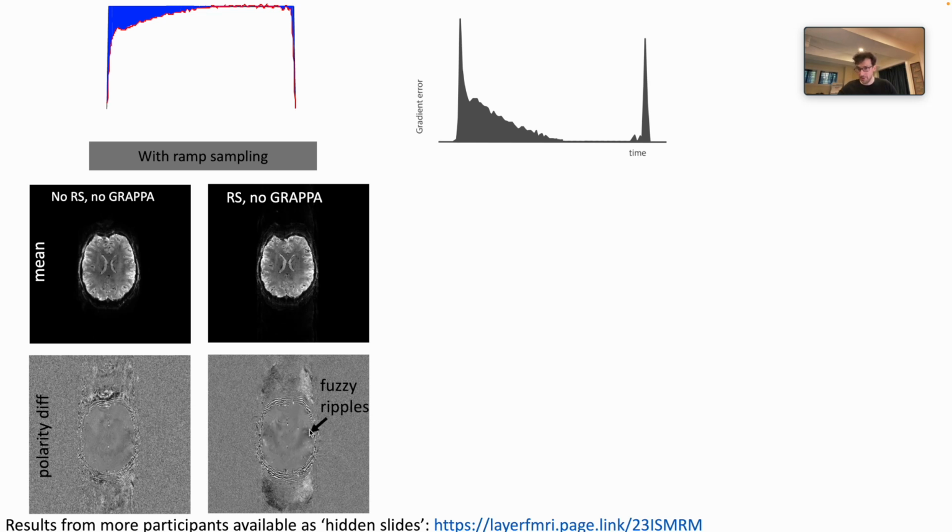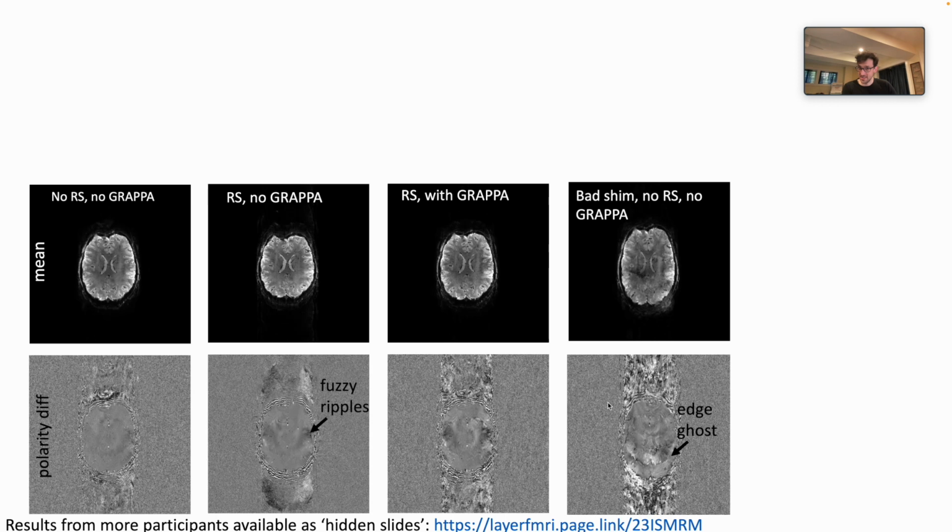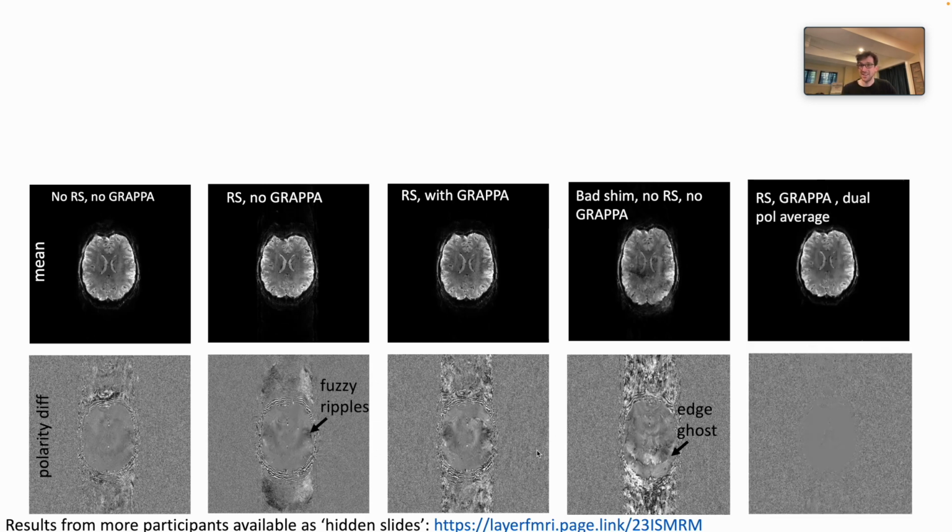And then turning on GRAPPA, which relies on known aliasing, it is now confused with all these erroneous ghosts in there, so basically amplifying any kind of ghosts that are in there already. This is very different from off-resonance effects. For example, when I make the shim a bit bad on purpose, I do not end up with these kinds of smooth spatial frequency ghosts, but instead I end up with these edge ghosts that have spatial structures. You see the ventricles and you see the edge of the brain in these edge ghosts. This is not the fuzzy ripples. Then doing dual polarity averaging gets rid of these fuzzy ripples quite nicely.